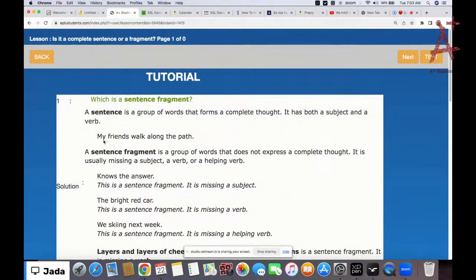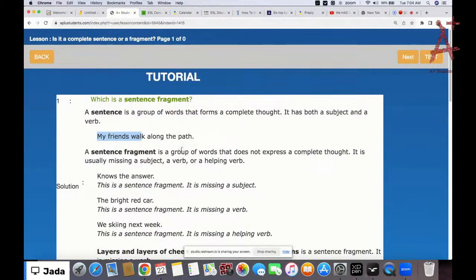So, for example, here we have: my friends walk along the paths. That's a complete sentence. Or you say, my name is Jane. That's also a complete sentence. Now, moving on to sentence fragments.